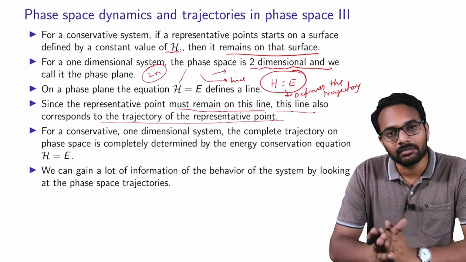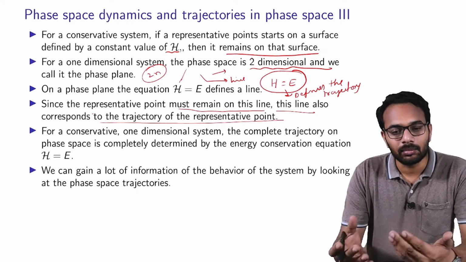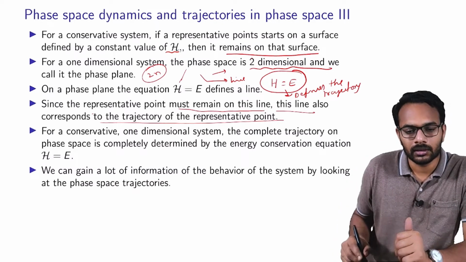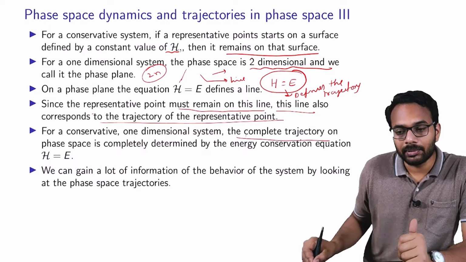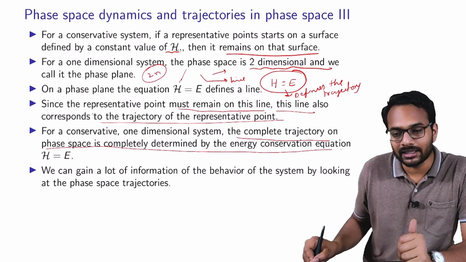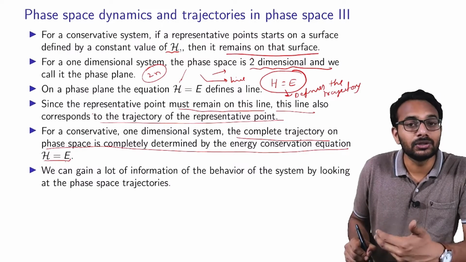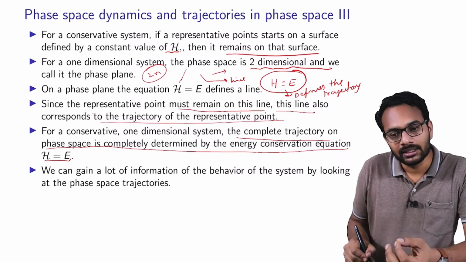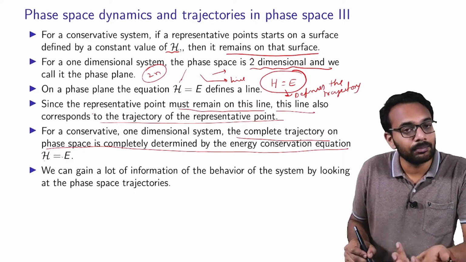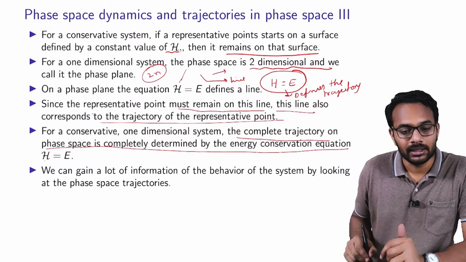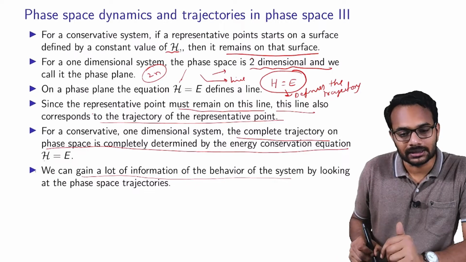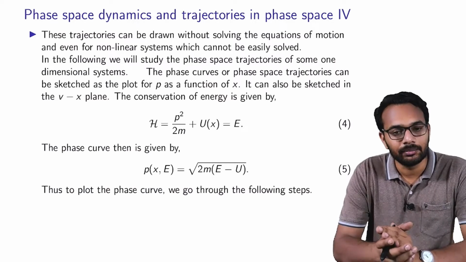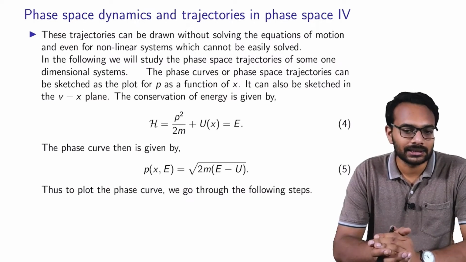So for a one-dimensional system, we can get the trajectory just by finding the line corresponding to h equal to E for a conservative system. The complete trajectory in phase space is completely determined by the energy conservation equation. This is not true for higher dimensions, because we'll need more conditions to pinpoint the trajectory. For one dimension, it's completely given by h equal to E. We can gain a lot of information about the behavior of the system by looking at the phase space trajectories, which is why they are quite important.